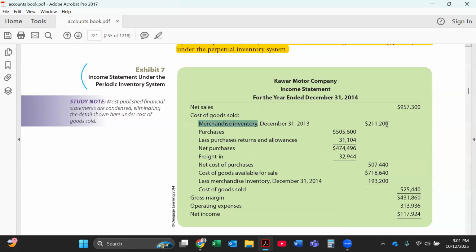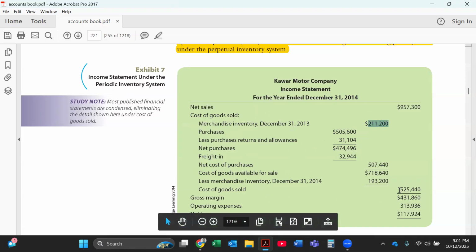Okay, so like it said, the merchandise inventory in this case last year was $211,200. That account will stay the same until they do an inventory count and until they reconcile and figure out what cost of goods sold is.